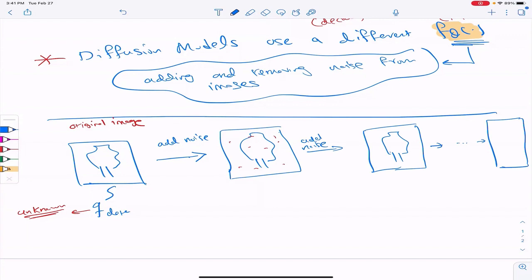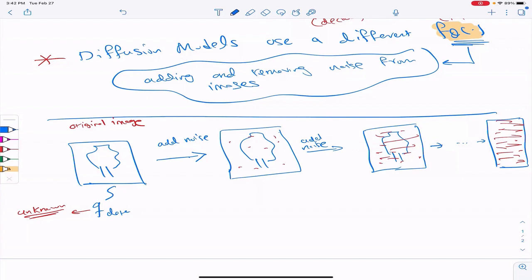And you do it until basically you destroy whatever information you have in your original sample. And then you add more and more noise so that the resulting image is basically a noise image. You don't really see your original content in that image.